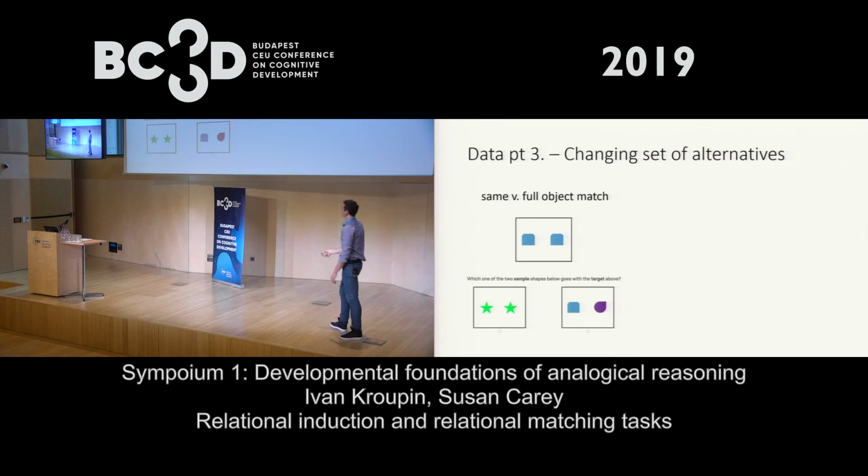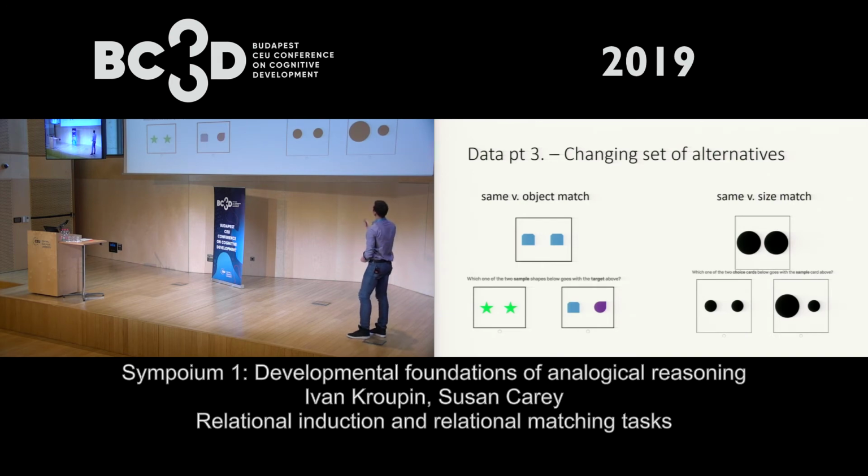Okay, so the idea here is we're going to change the alternatives at play while keeping the relational content of the task identical. And this is what we came up with. Again, we have a match on the relation same versus a size match. Of course, it's also a color and a shape match, but that's not unique in the context of this task. So the relational content of these tasks are identical, and yet a relational induction account would predict that there's going to be a difference in the proportion of relational matches between these two. All right, keeping everybody awake.